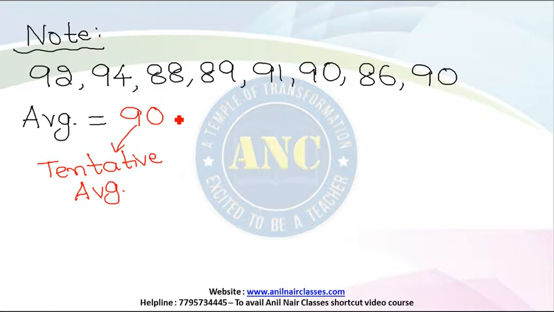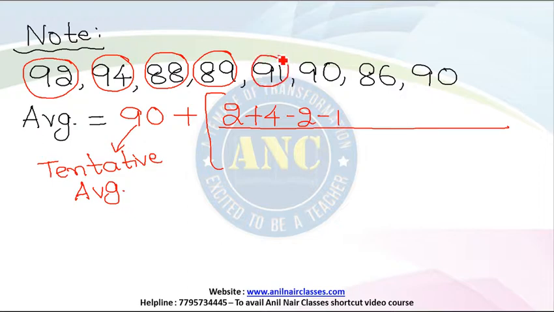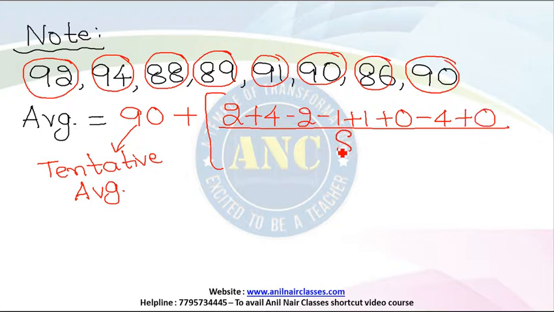Now, I am assuming the average as 90. If I assume the average as 90, can I say that 92 is 2 units more than 90? Write down 2. 94 is 4 units more than 90. Write down 4. 88 is 2 units less than 90. It is minus 2. 89 is 1 unit less than 90. Minus 1. 91 is 1 more. It is plus 1. 90 is 0 more. It is 0. 86 is 4 less than 90. It is minus 4. 90 is 0 more. It is 0. Whole thing divided by 8.